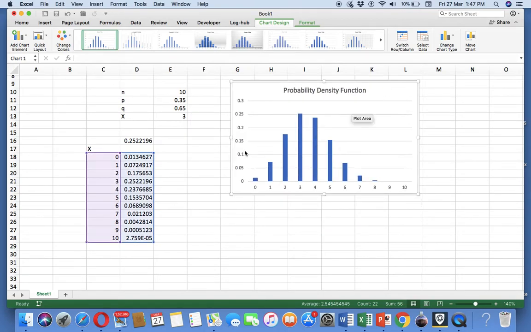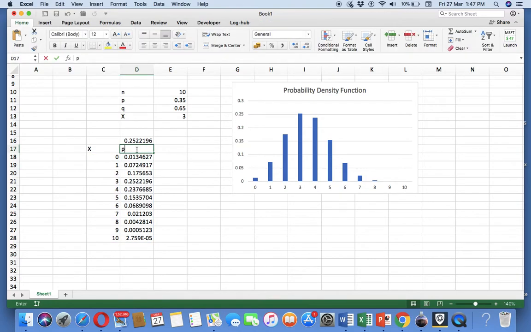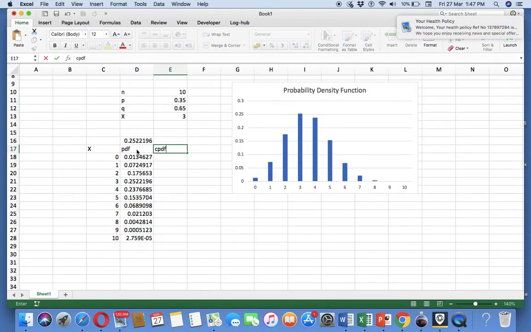Now I can accumulate this and get a cumulative. This is the PDF, the probability density function, because it gives us a probability. The cumulative probability density function is equal to this one.